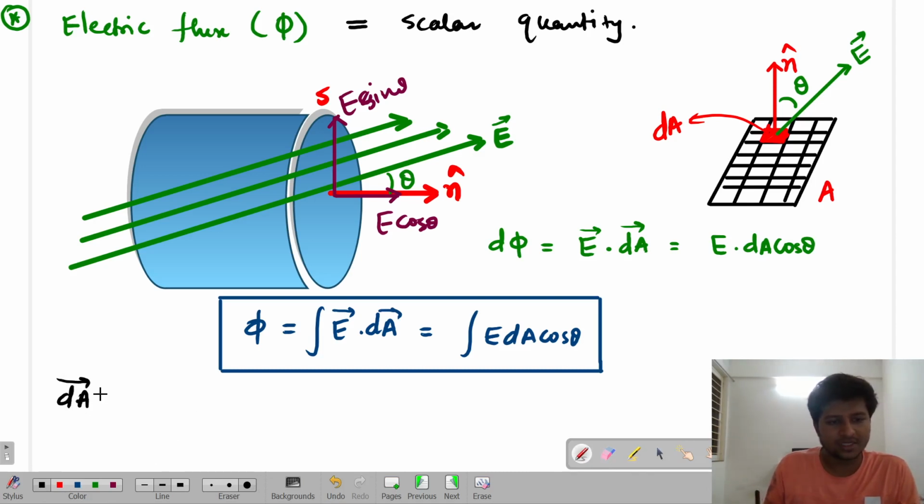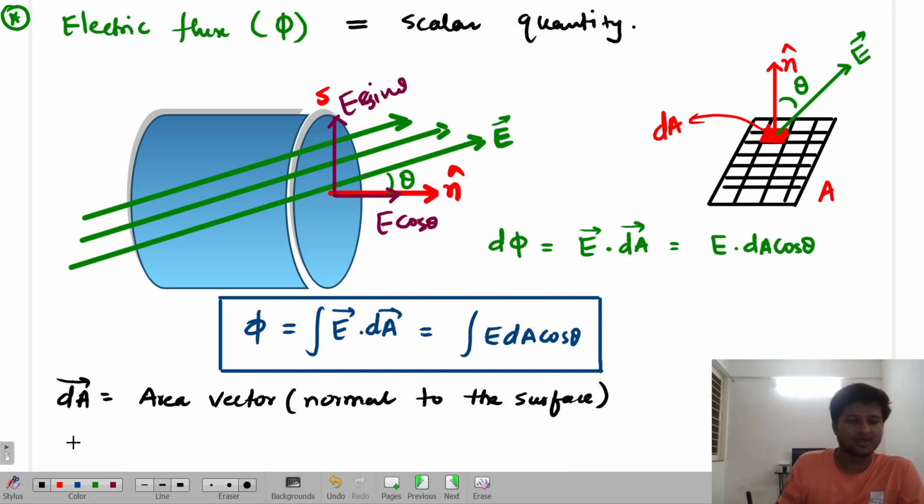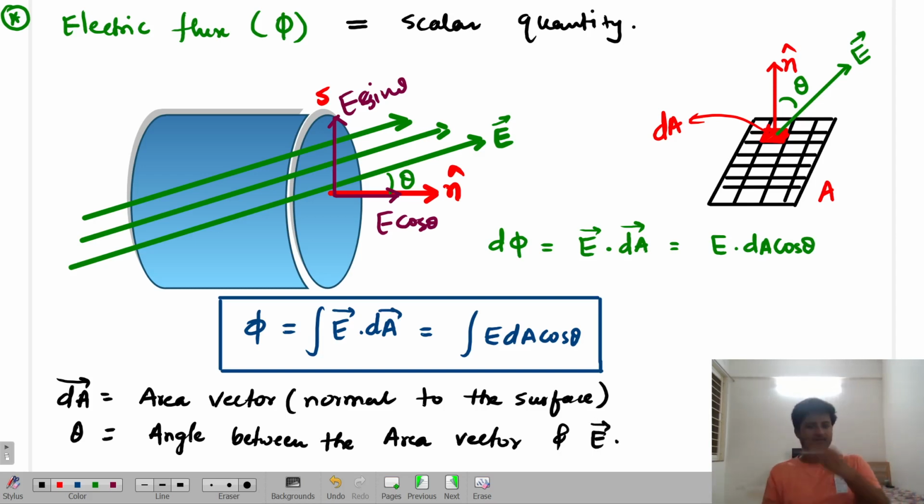So here, what is dA vector? This is my area vector, and it is along the normal to the surface, and theta is my angle between the area vector and electric field. Is that clear?